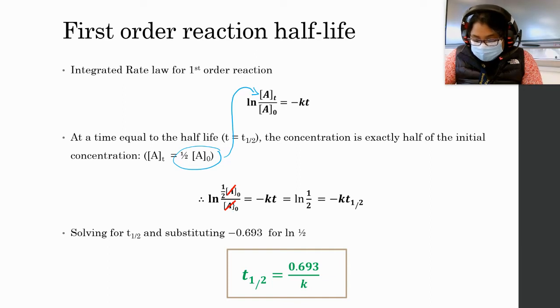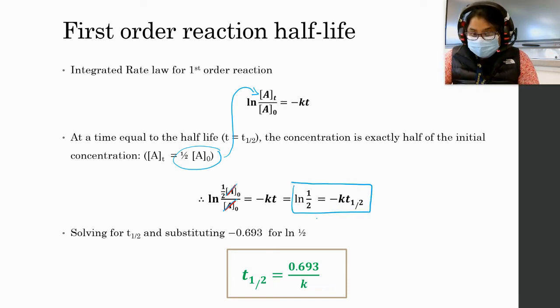Then the concentration of A and the concentration of A cancel out, leaving you with this expression, which is ln of 1/2 is equal to negative kt, and t is just T1/2 now because it's the half-life. Now, if you use your calculator and you do ln of 0.5, you are going to get this number, 0.693. And then you can resolve this expression to isolate T1/2, where T1/2 is just going to be negative 0.693 over negative k.